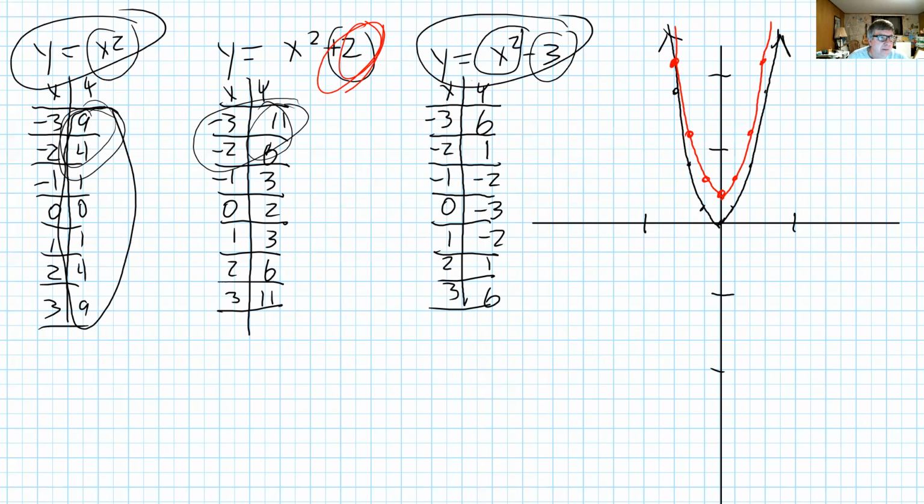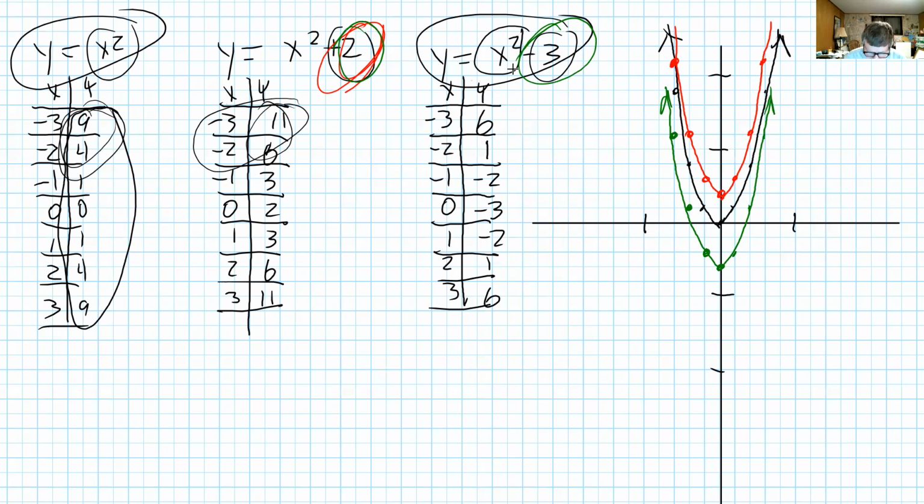What do those look like? Well, let's graph those in green. -3, 6, -2, 1, -1, -2, 0, -3, 1, 2, 2, 1, and 3, 6. The shape of the green graph is the shape of the black graph is the shape of the red graph. But now, instead of it going up 2 units like the red one did, it went down 3 units.